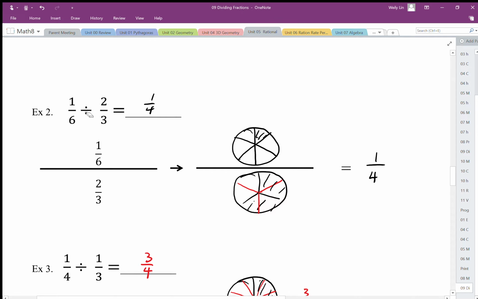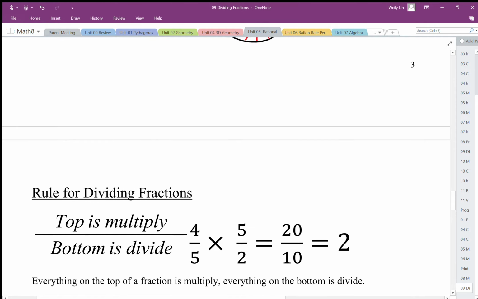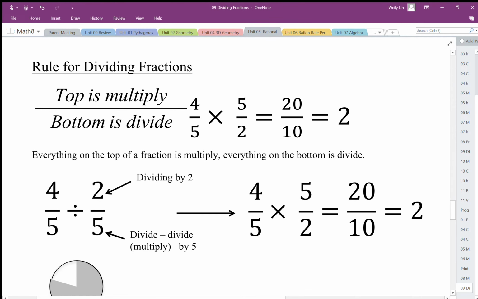Now, maybe I'm not too sure if you can follow what I'm doing, but it looks like if we flip this fraction and just multiply, it seems to be giving us the same answer. Now, that would be very convenient if that actually works. So let's investigate to see if that actually works.